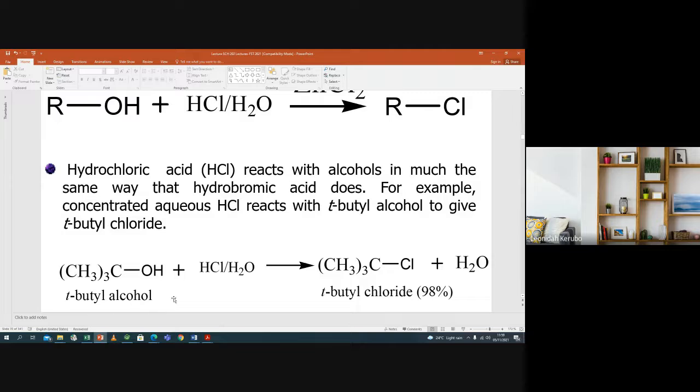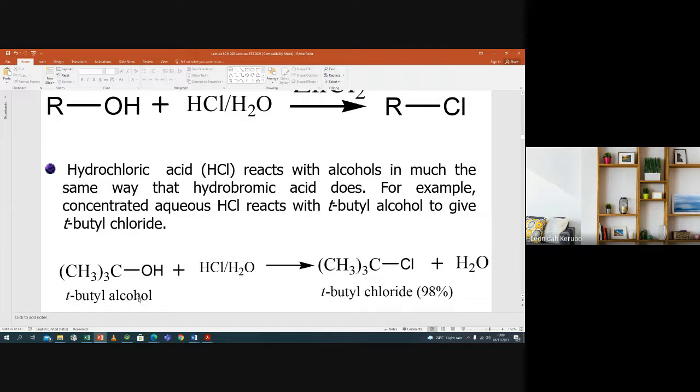That's a common name. And then when you react that alcohol with HCl in the presence of water, you'll be able to synthesize tert-butyl chloride in very good yields. And you can see the yield in this case is 98%. So that is a very good yield, plus water. So water is usually the leaving group.